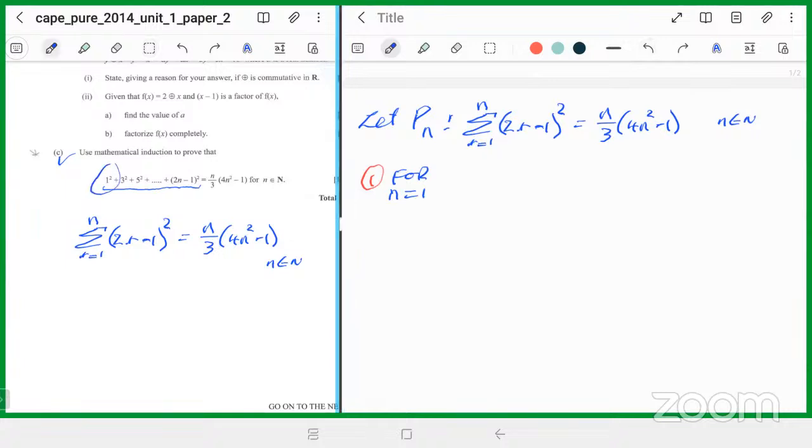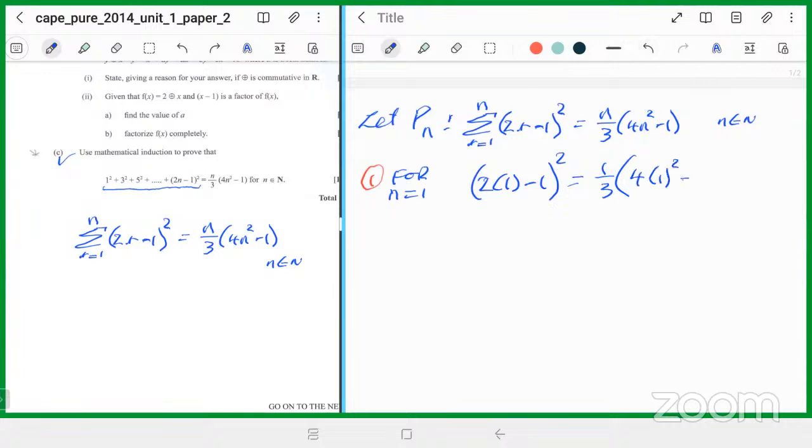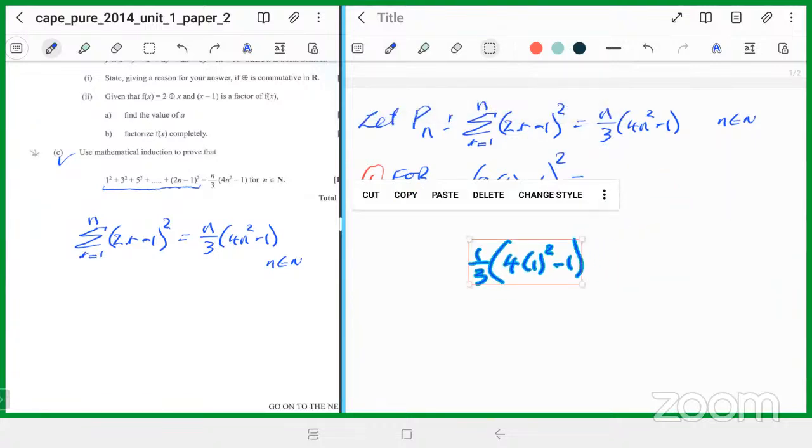We have it over here, 1 squared. Work it out. We're going to write it still. It becomes (2 times 1 minus 1) squared, equal to, the n is 1, so 1 over 3 into, this also is 1, into 4 times 1 squared minus 1. Or we can say the left side equals the right side. That's another way we can do it. We can work on what the left side is, or the right side is. Let me do it that way, because I do it that way sometimes.